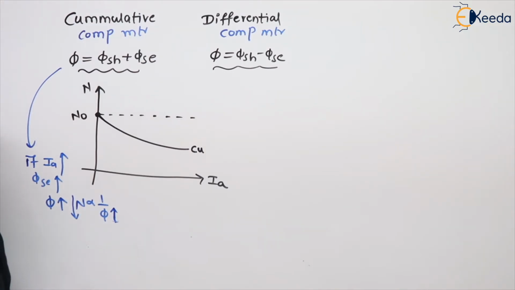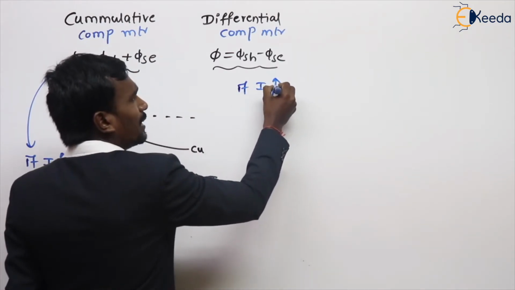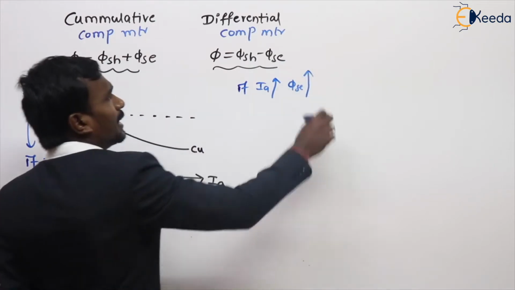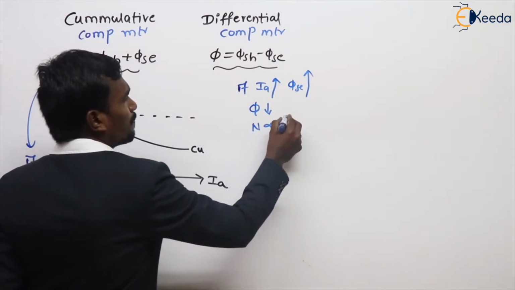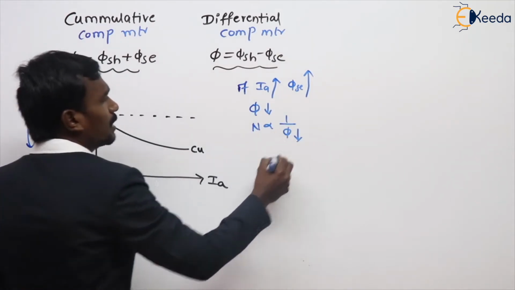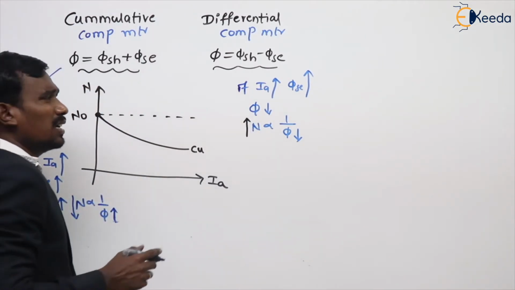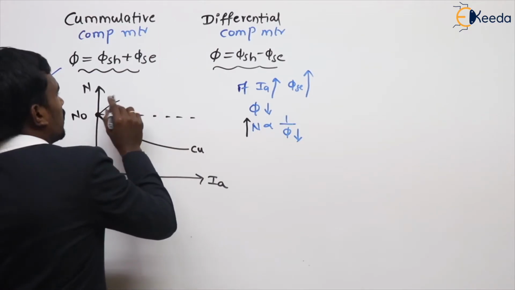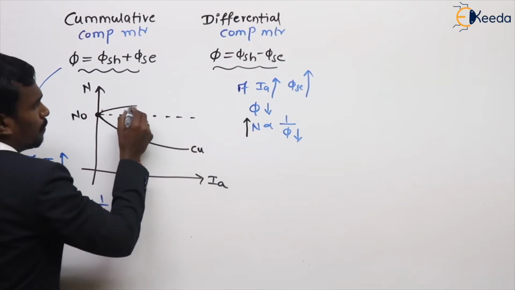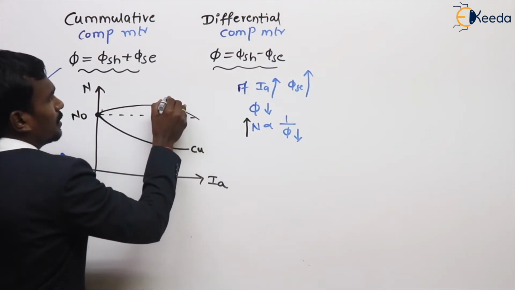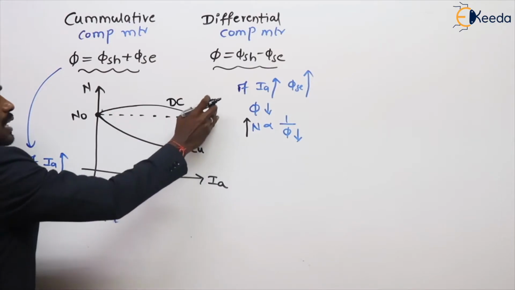Whereas for the differential compound motor, if IA increases, automatically phi SE increases. If phi SE increases, flux decreases. Since speed is inversely proportional to flux, if the flux decreases, then speed increases. Here the speed is increasing, though practically it is not much more. This is the differential compound motor.